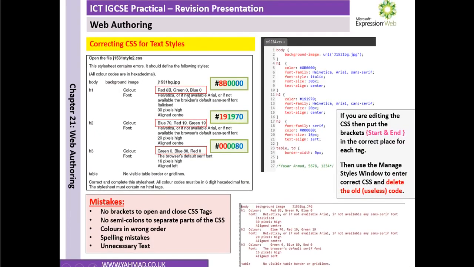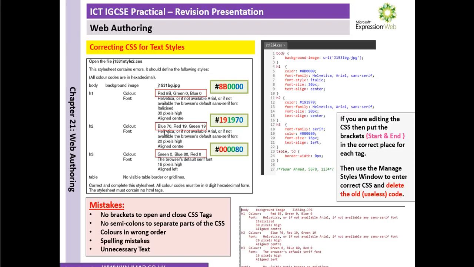Another potential problem is they've given you the colors in the wrong order. The first one's fine: red, green and blue. However, the second one, if you look, red is in the middle. So you need to always put the red character first, then the green, and then the blue. So red is 19, green is 19, blue is 17. You don't really need to know what these values mean, but you need to be able to put them into the right order.